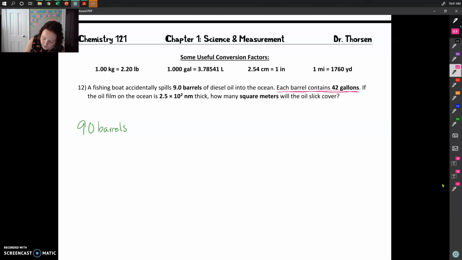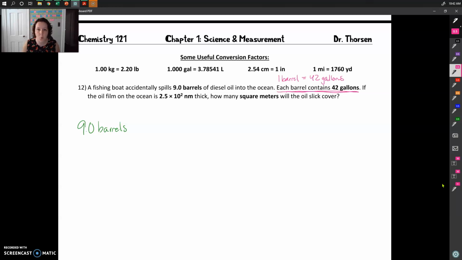Let's recognize that if you write this as an equivalence statement, that would mean 1 barrel equals 42 gallons. And remember, any equivalence statement, like the ones I've given you under the useful conversion factors at the top, can be used as a conversion factor by taking one side of the equivalence statement and using it in the numerator or denominator of a fraction, and then using the other side in the opposite position.